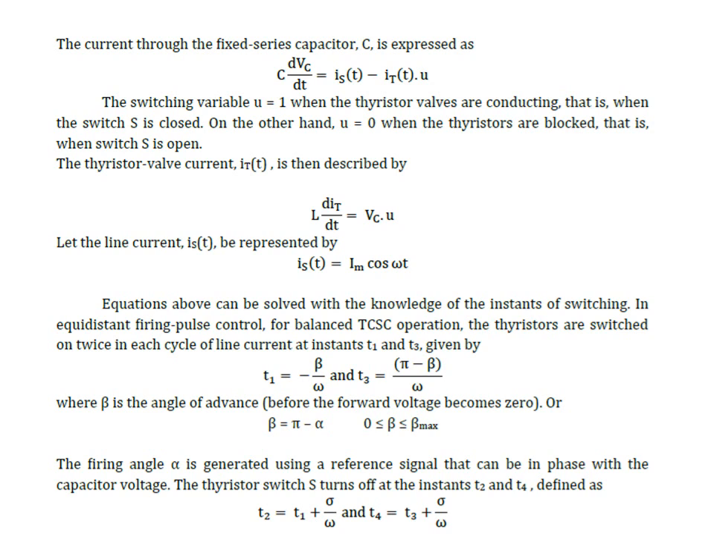The thyristor switch S turns off at instants T2 and T4, defined as T2 is equal to T1 plus sigma divided by omega, where sigma is the conduction angle, and T4 is equal to T3 plus sigma divided by omega. So we have four time modes: T1, T2, T3, and T4. Thyristors will be in conducting mode for the time periods T1 and T3, and in off mode for the time periods T2 and T4. That is, for odd time periods the thyristor will be in conducting mode, and for even time periods the thyristor will be in off mode.